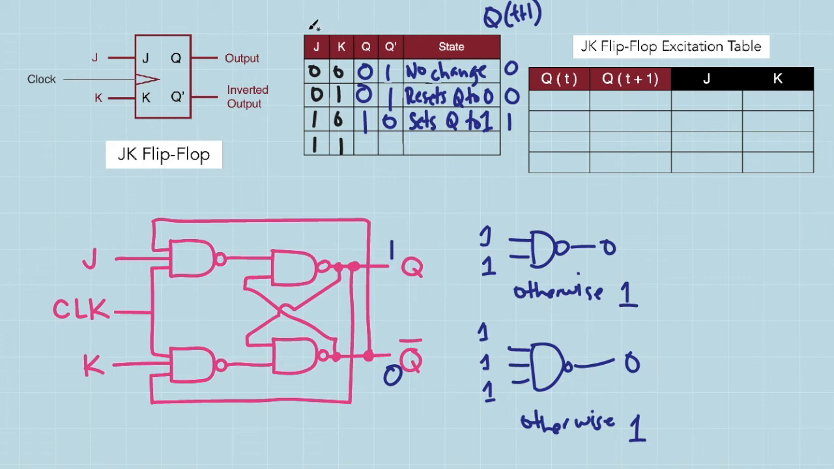So next, we supply signal J with logic 1 and signal K with logic 1. Let's see what will happen. During this instance, we send a positive edge clock pulse.